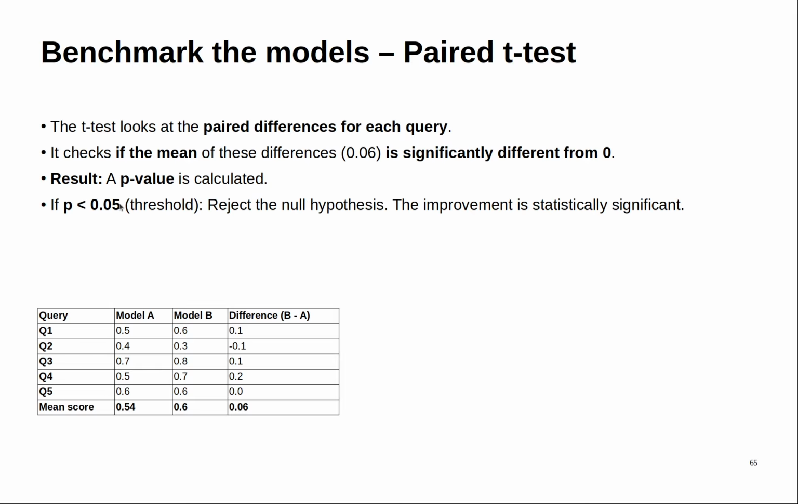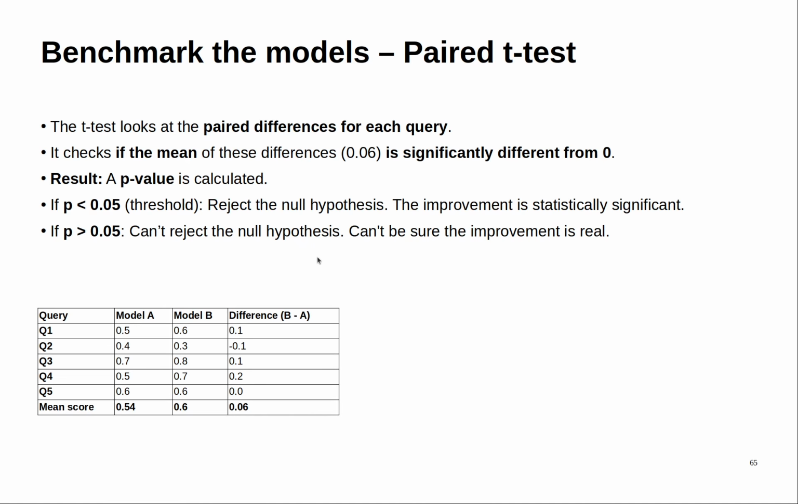If it is smaller than the threshold, we reject the null hypothesis and we say with confidence that this new model that appeared in 2025 is better than the model that was introduced in 2024. In the other case, we fail to reject that null hypothesis and we say that we don't have enough evidence, so we are unsure if this new model is better or not.